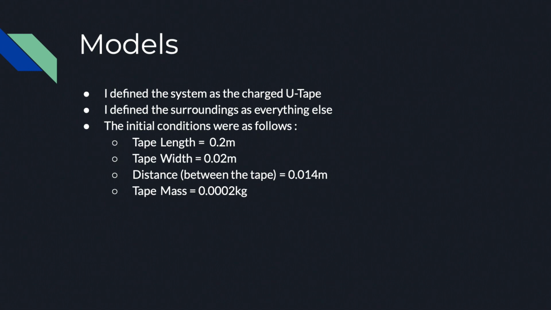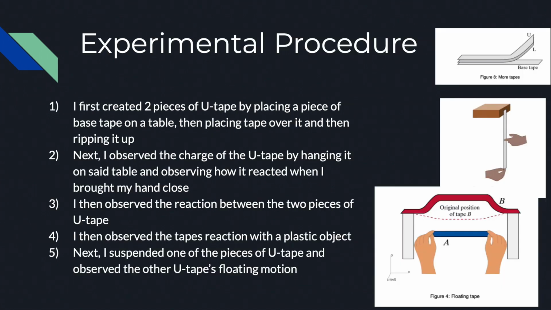The tape length was 0.2 meters, the tape width was 0.02 meters, the distance between tapes was 0.014 meters, and the tape's mass was 0.0002 kilograms. For my experimental procedure, I first created two pieces of charged U-tape by placing a piece of base tape on a table. I then placed tape over it and created a charge by ripping it off.